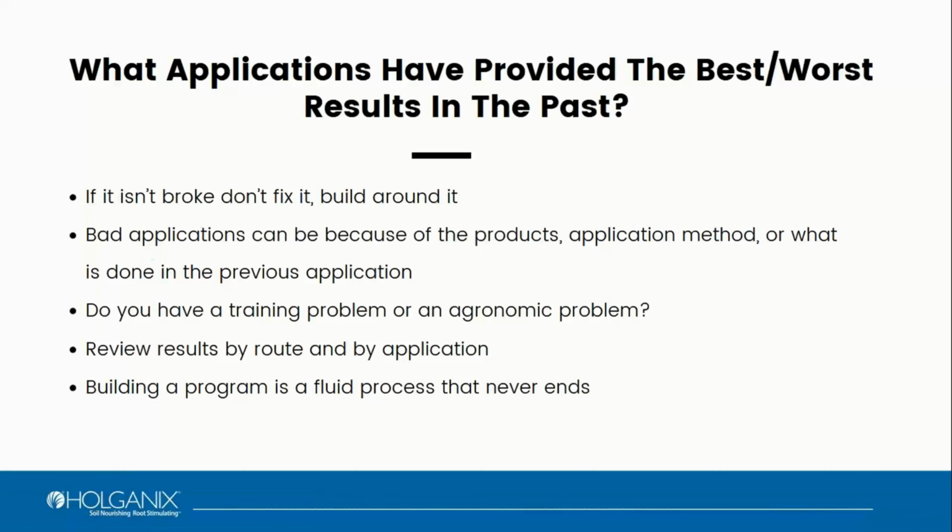So that's all we're trying to do, is build to your program with Holganix. Introduce soil builders, lessen your inputs, and just make a whole holistic program for you. Bad applications can be because of products, application method, done kind of like I was talking about, machines not being calibrated, over mixing, under mixing. I think it's important because you don't want to just take a customer's response at face value. You got to dig into it a little bit more and make sure you know where that result is coming from.